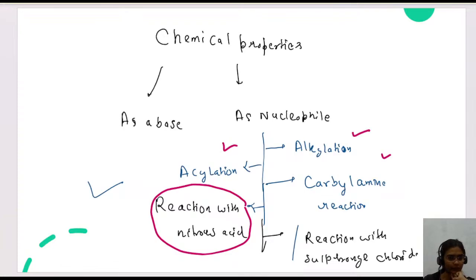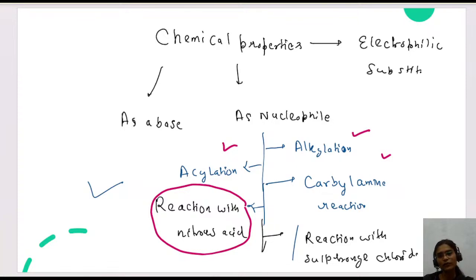Okay, so now we finish with the reaction as a nucleophile. Let me go again with the chart where we're discussing all the points here. This part is done. Now let's see the third chemical property, that is electrophilic substitution reaction. Our favorite reactions, nitration, alkylation, acylation, that part. If we discuss exceptions in organic chemistry in electrophilic substitution reaction, yes, this is the point. Aniline has exceptions. So let's see how.